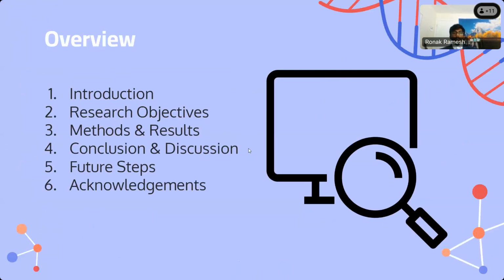So here's a little overview of what I'll be talking about today. First, I'll start off with an introduction, and then I'll talk about some background information on my topic, and then I'll delve into my research objectives and what my research aims to do. Then I'll talk about methods and results, and then delve into my conclusions and discussion of my data. And then finally, I'll touch upon my future steps and acknowledgements.